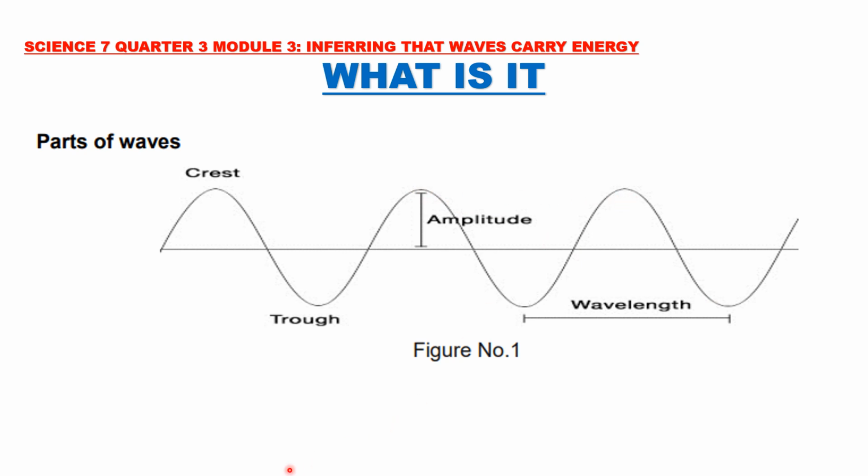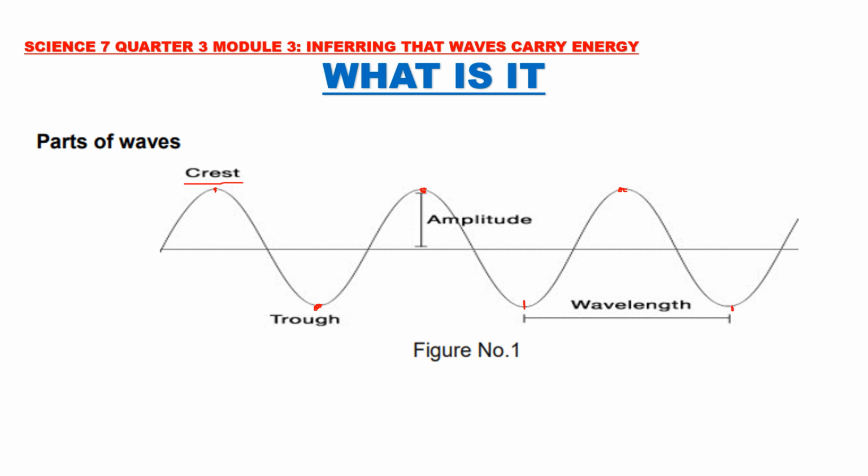So what are the different parts of our wave? So number 1, we have the crest. Ito, ang crest natin. Lagyan natin ng mark 1, 2, and 3. Next, we have the trough. Let's mark it. 1, 2, and 3. And then we have the amplitude.